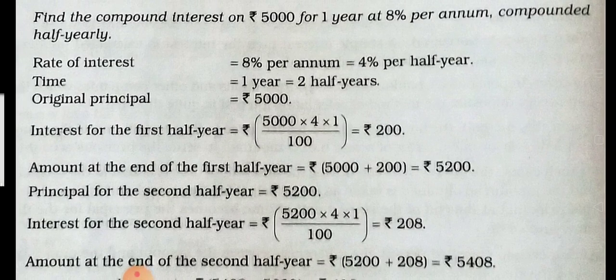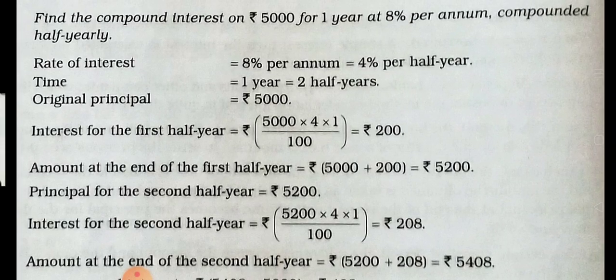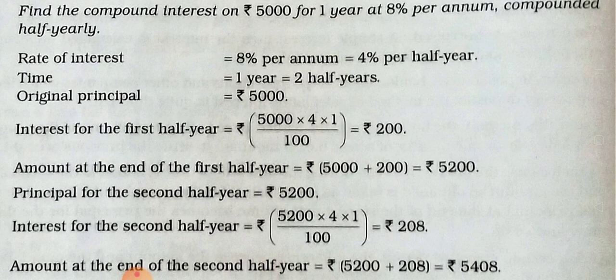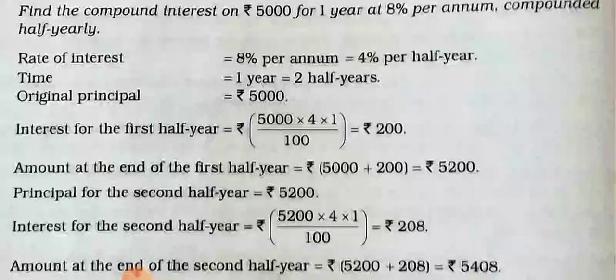Now you can see here that for 1 year the rate of interest is 8% per annum, but it is compounded half yearly. Now when such a type of question comes, you have to do two things. First, you have to multiply the rate by 1 by 2. So here the rate is 8%. When I multiply it by 1 by 2, it becomes 4% per half year, because 8% is per annum.